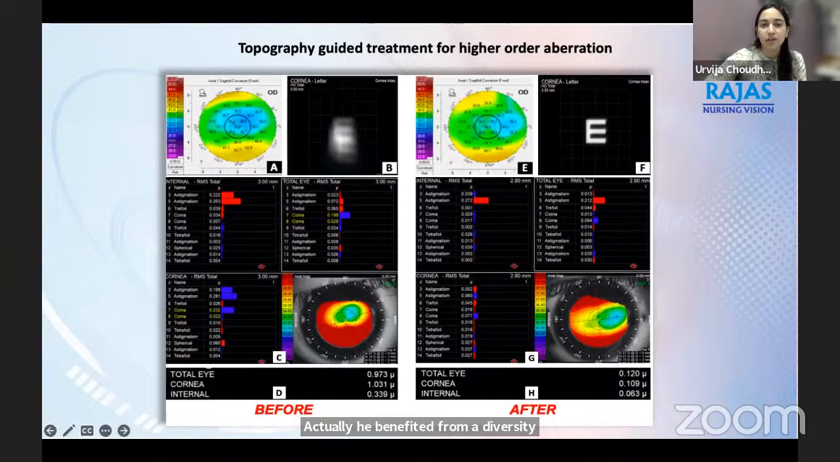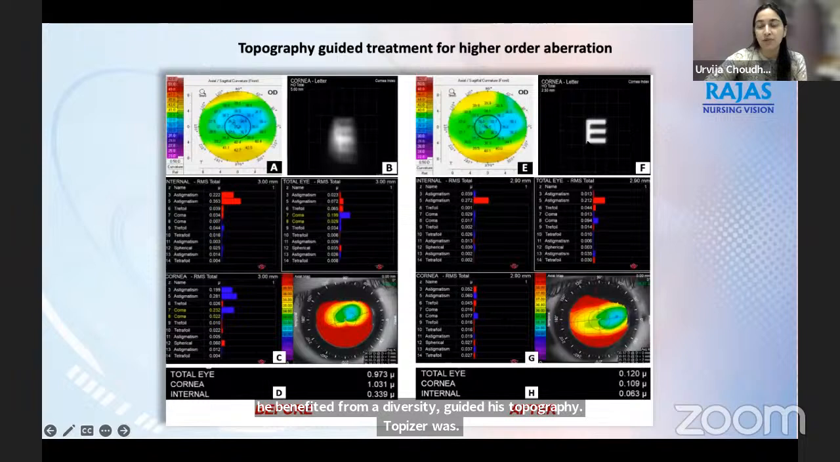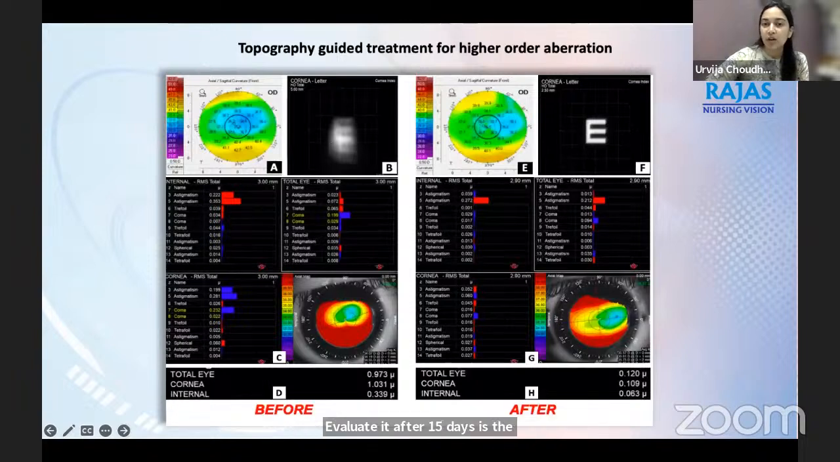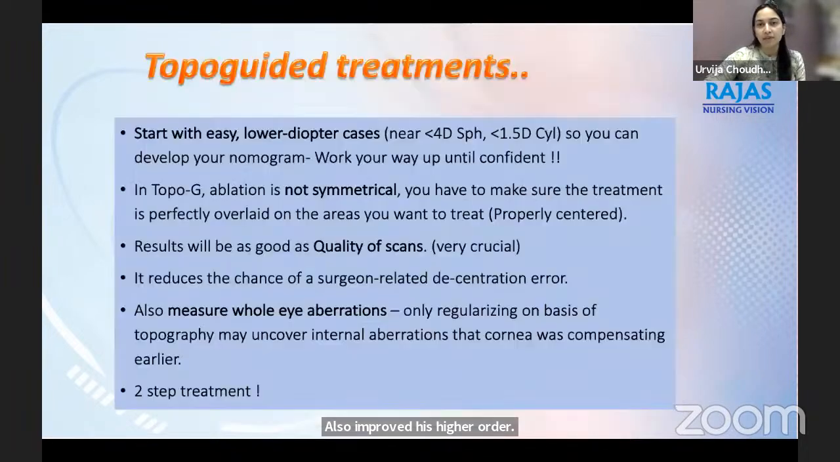His topography from the topolyzer was analyzed. The topography-guided treatment was done. And when we evaluated him after 15 days, his simulated vision also improved. His higher order aberrations went down from 0.9 to 0.1. And he was really happy about this. So it's actually a good treatment for patients who have higher order aberrations, who have irregular corneas.